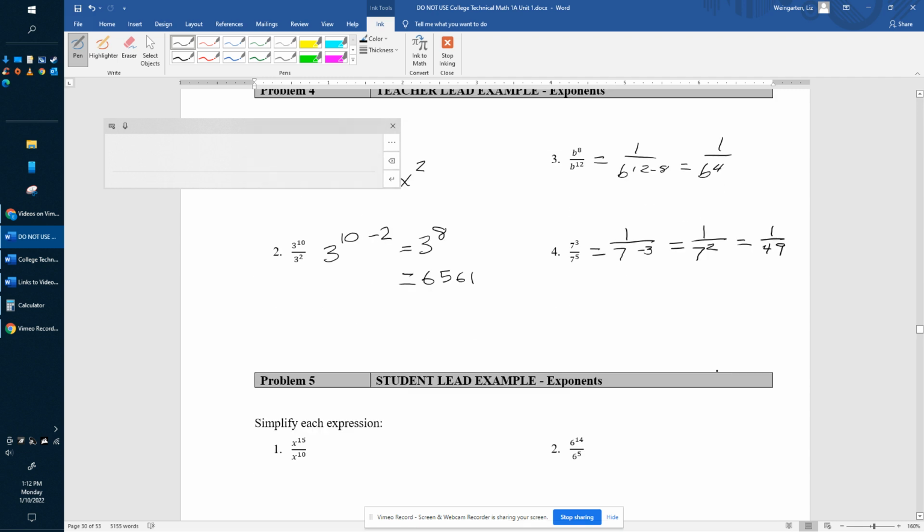So go ahead and work on the problems in the student-led example, and we will touch back soon.